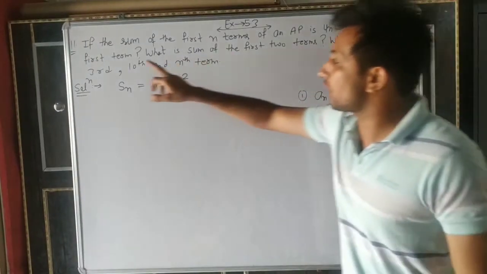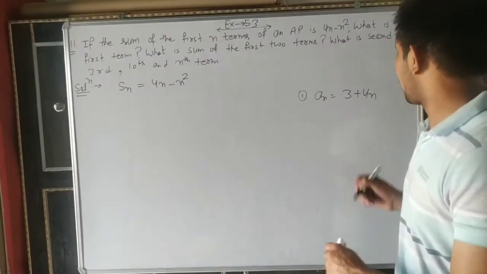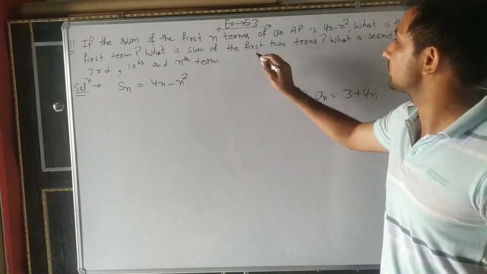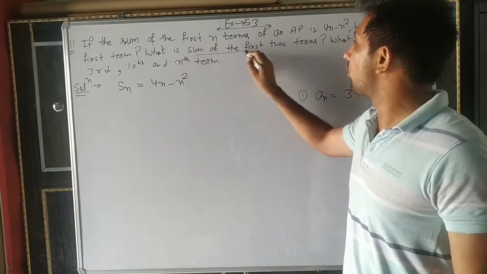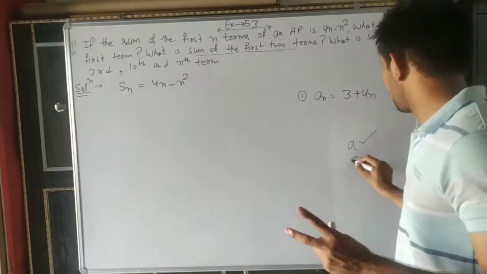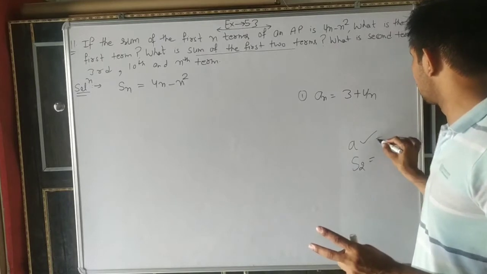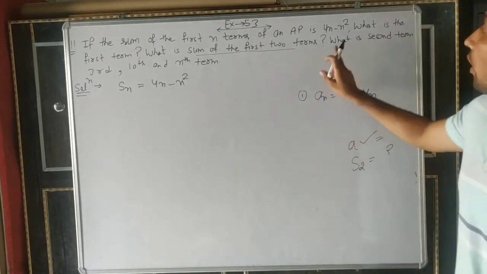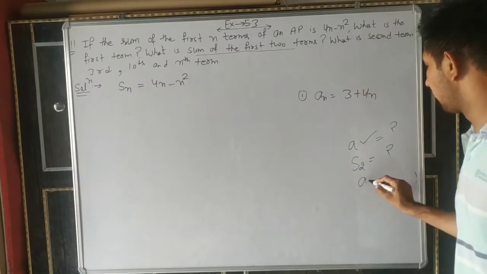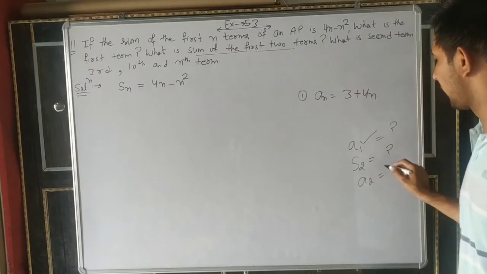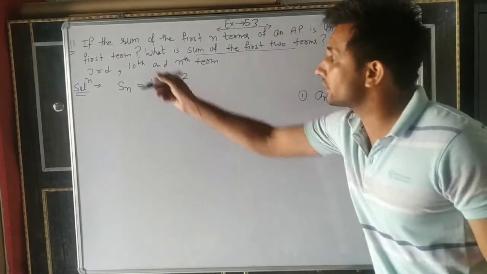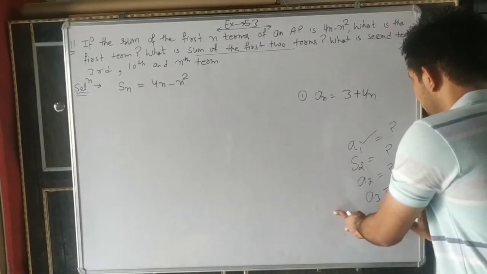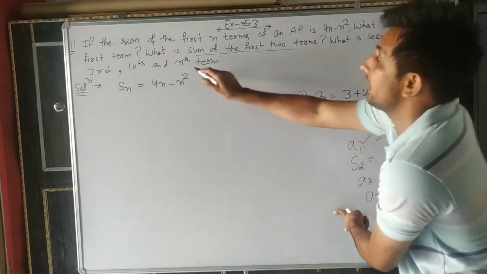What is the first term? So we have to find what is the first term, A. Next, what is the sum of first two terms? So we want to find S2 also. What is the second term? We want to find A2, we want to find A1. Next, the third term, we want to find A3. And the 10th term, and also we want to find the nth term.